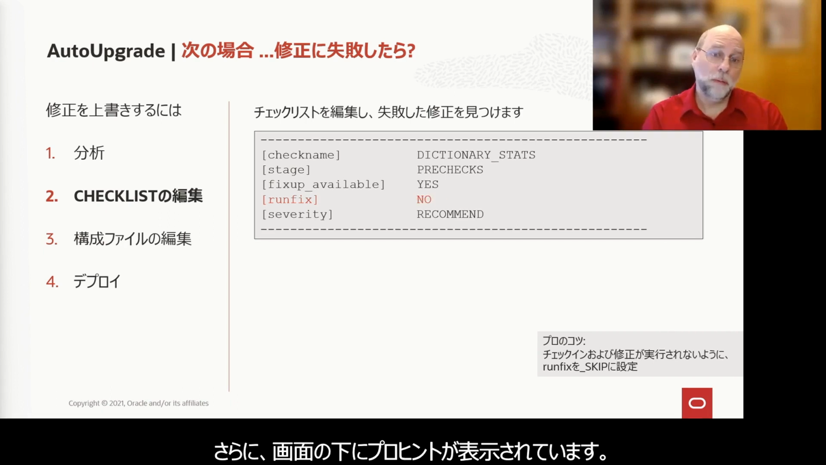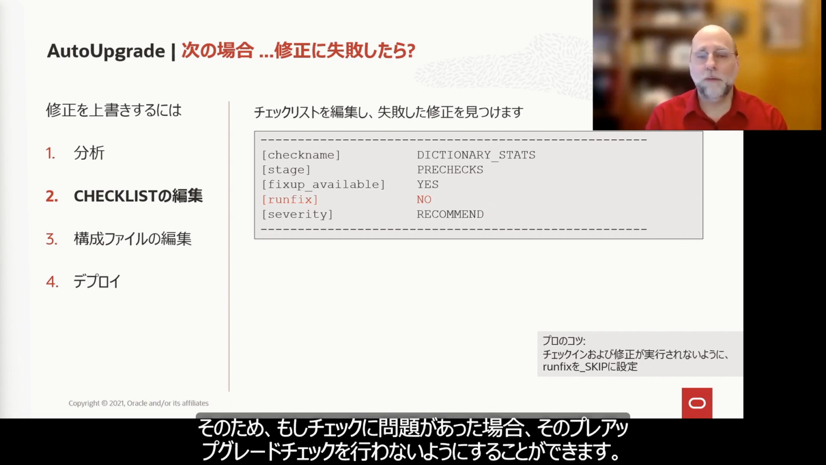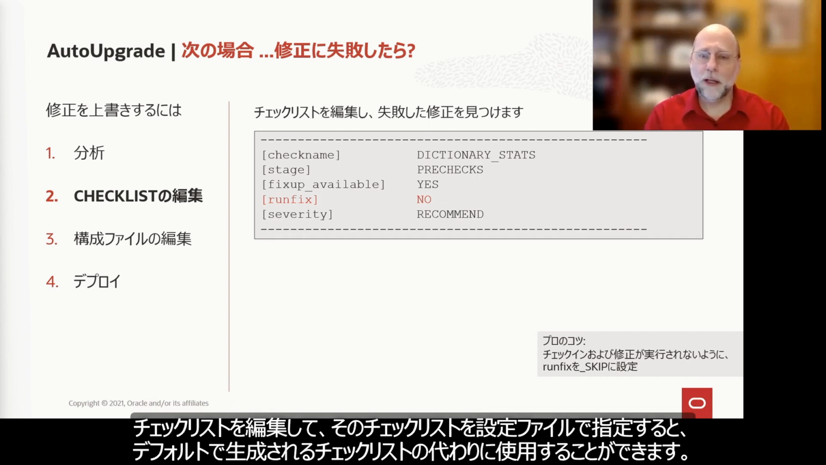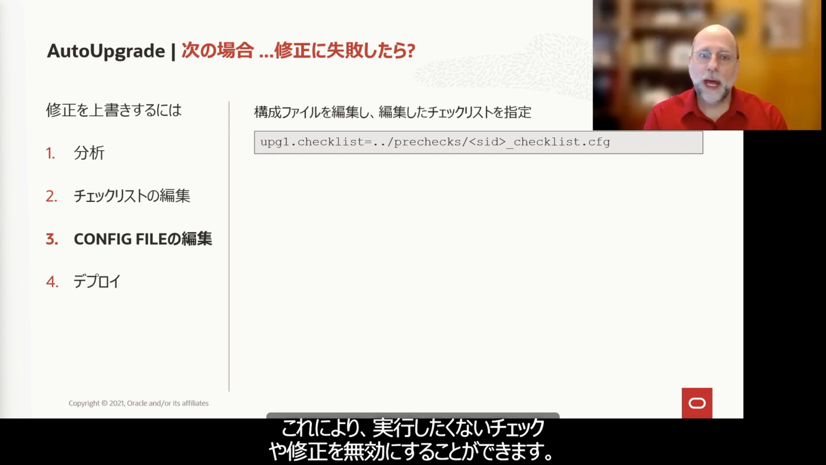But even more, as you see the pro tip at the bottom of the screen, if you set run fix to be skip, then not only will the fix-up not run, but we won't bother running the check. And therefore, if maybe the check is running into issues, you can prevent that particular pre-upgrade check from running. So that could be useful. You edit the checklist, and then you can specify that checklist in your config file to be used instead of the default one that would get generated. So that allows you to override either checks or fix-ups that you don't want to run.